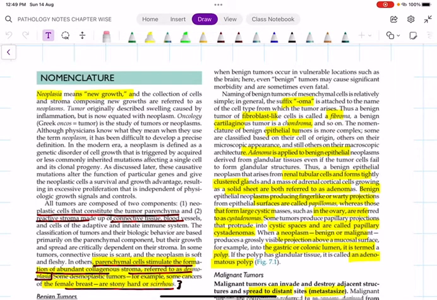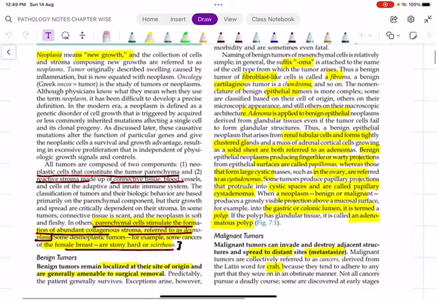What are the common terminologies you encounter in neoplasia? Neoplasia means new growth. All the tumor cells have two components. Number one is the tumor parenchyma and number two is the reactive stroma. What do you mean by reactive stroma?